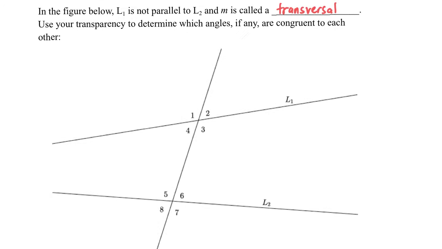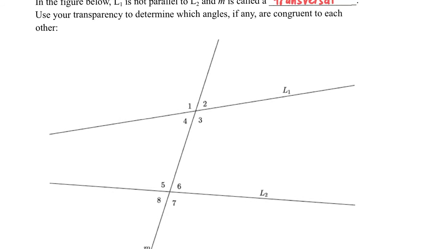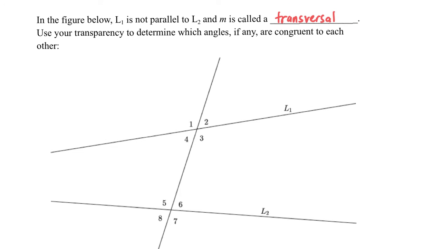In class, what you would have done is you would have used transparency to see if you can find any angles in this diagram that end up being congruent to each other. And what you would actually have found is that, for example, angle 2 is congruent to angle 4. Angle 1 is congruent to angle 3. Congruent means they're the same measure. Angle 5 is congruent to angle 7. And angle 8 is congruent to angle 6.